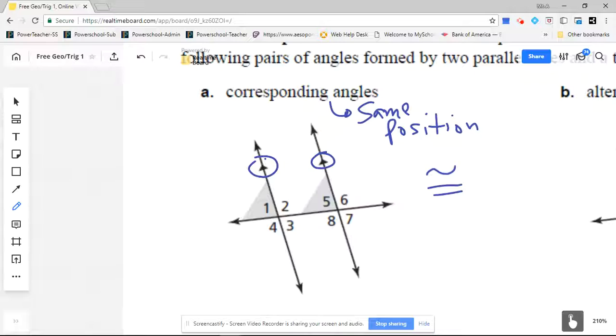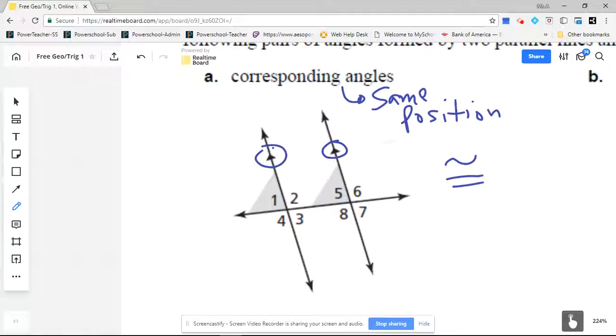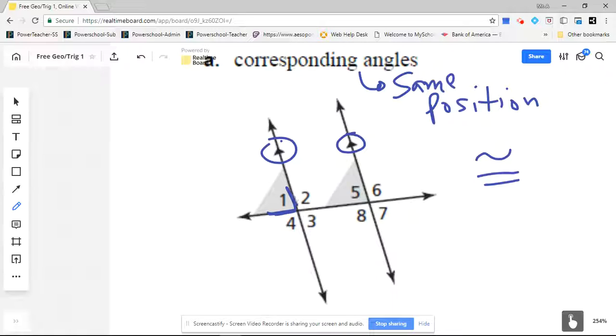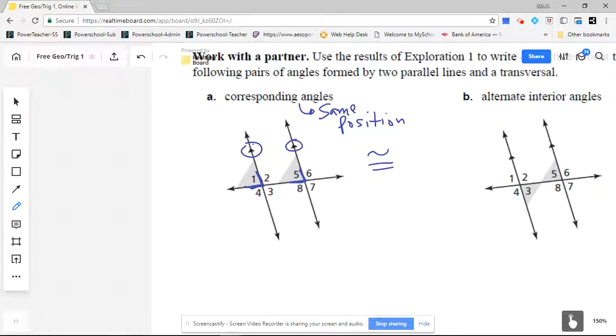If I took 1, 2, 3, 4 and put them on top of 5, 6, 7, 8, 1 and 5 would land on each other perfectly. They'll be the exact same. Notice how they're both acute. 1 is acute, 5 is acute. They're both acute. That means they're equal because there's only two choices, equal or add up to 180. It's only two things you've got here. Nothing else, just equal or 180.